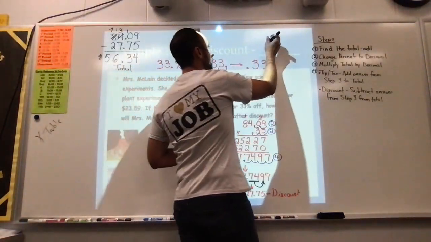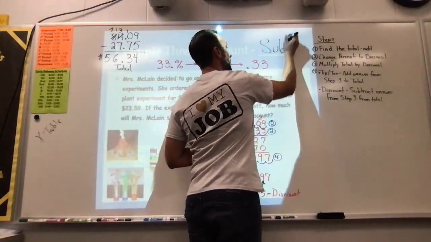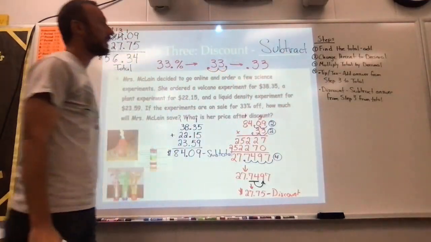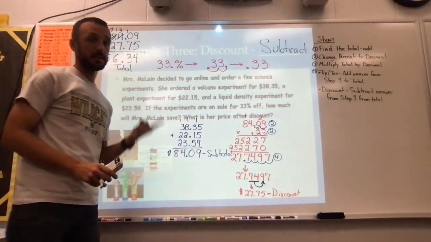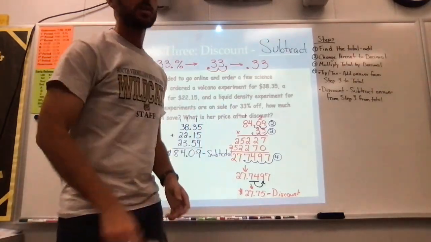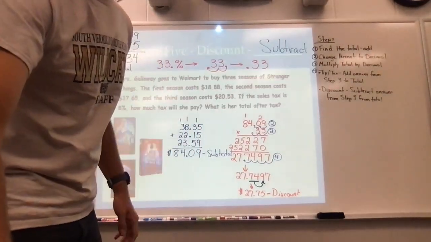And for discount, remember we subtract discount. Tax we add. Tip we add. Discount we subtract. Okay. Let's do one more example, and this video will be over with.